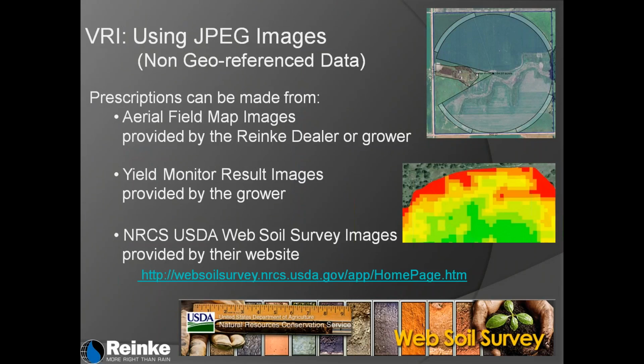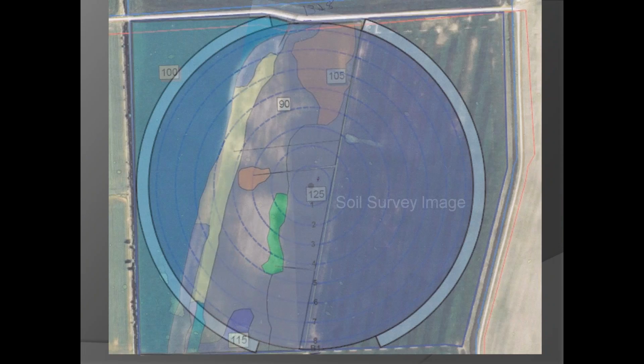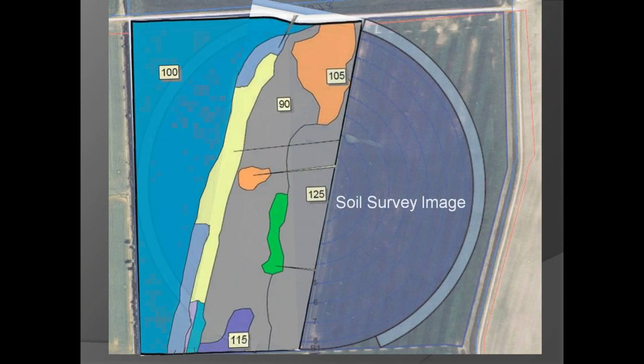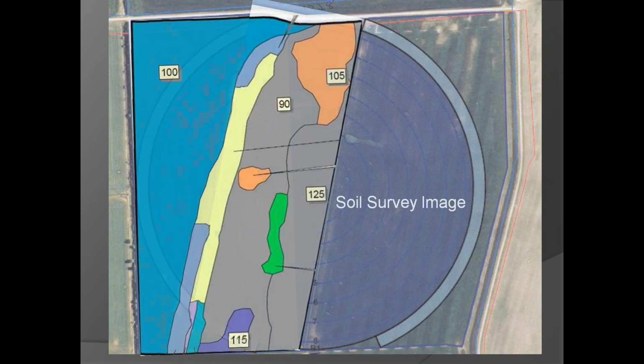And then finally, using survey images. Again, I know you guys like to use your EC images, and I think those are great. It's fantastic what technology can do for the grower today. But here I pulled in an aerial image, and then I overlaid a soil survey image just to show you how it agrees with what you see from the air, but it still tells you more than what you're going to see from the air.